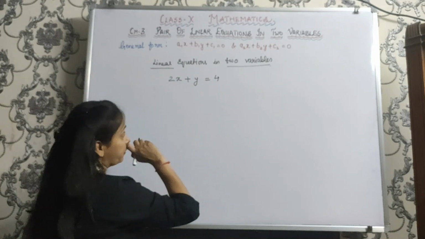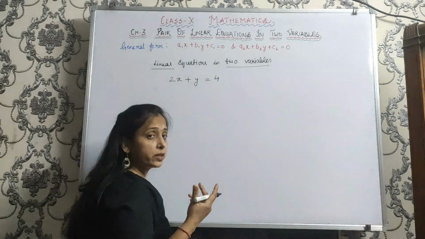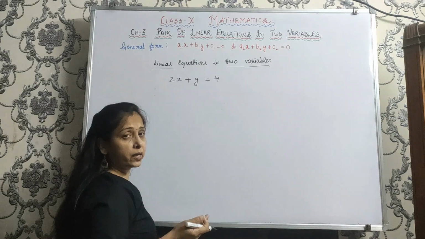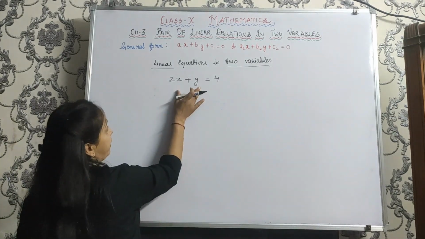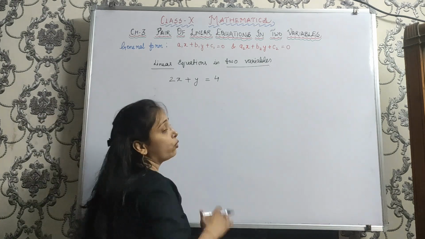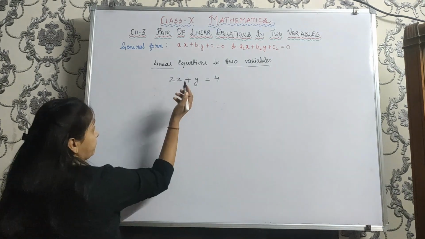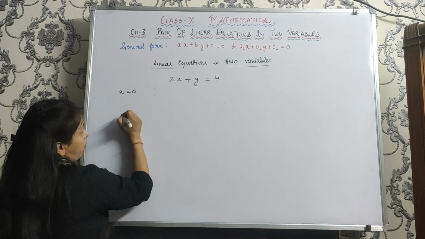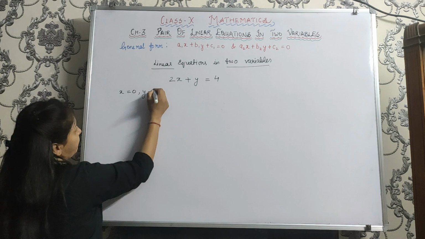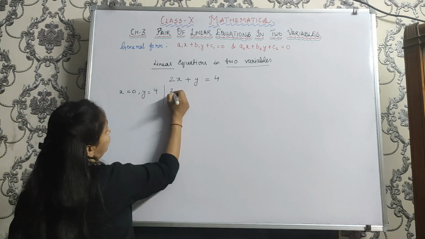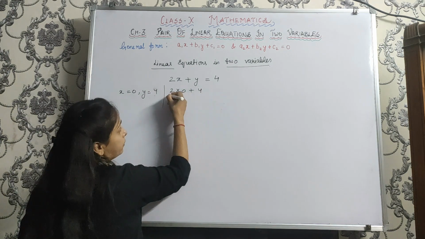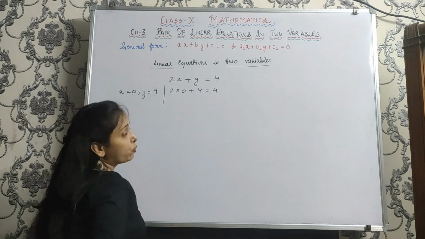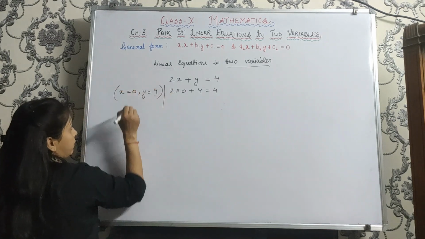Now in order to find the solution of this equation, means those values of x and y which will satisfy this equation, that is, the pair of x and y values which will make the left hand side and right hand side equal. So if I take the value of x as 0 and y as 4, then what will happen? So we get 2 into 0 plus 4 which is equal to the right hand side. So here we get left hand side and right hand side both equal. It means this is one pair.